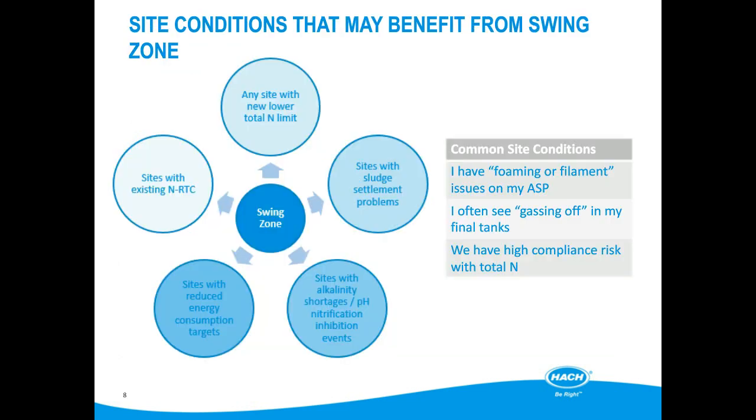Putting this another way, if you have a site with a new lower total N consent, the swing zone controller could help. If you have a site with sludge settlement problems, it may be possible to make a case for NRTC and swing zone. If you are concerned about the levels of alkalinity or the pH of your final effluent, then NRTC and swing zone could assist. Any site wanting to further reduce energy consumption will benefit from this system. In fact, if you have any sites with an NRTC, the swing zone can be a significant upgrade.